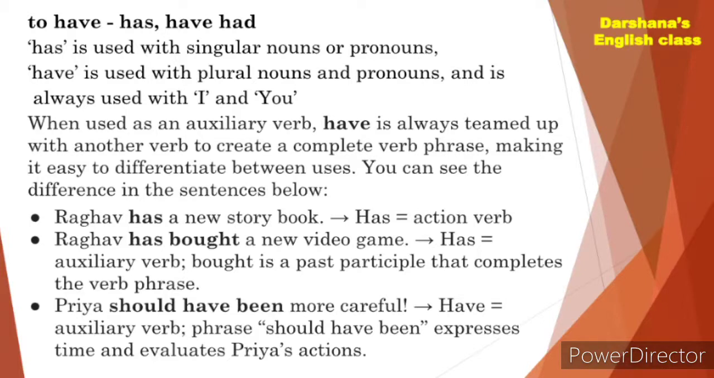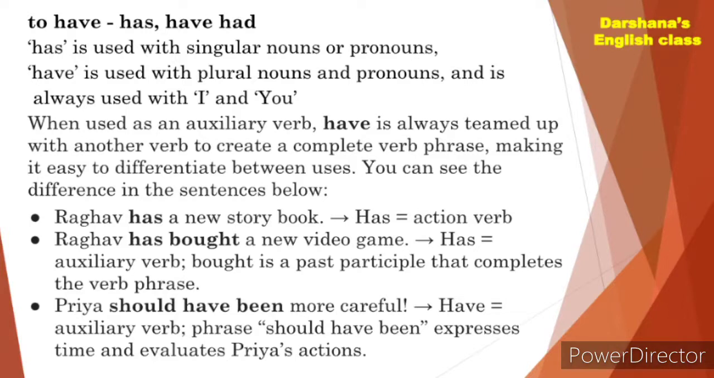When used as an auxiliary verb, have is always teamed up with another verb to create a complete verb phrase, making it easy to differentiate between uses. You can see the difference in the sentences below. Raghav has a new storybook. Here, has is the only verb and it's the action verb. The second sentence: Raghav has bought a new video game. Has is an auxiliary verb and bought is a past participle that completes the verb phrase.